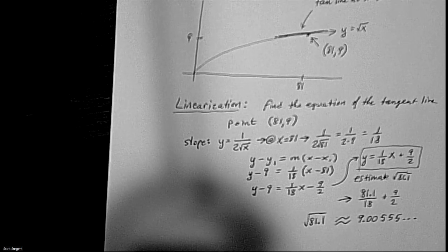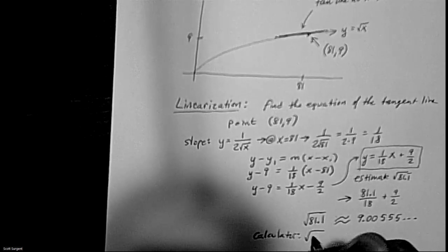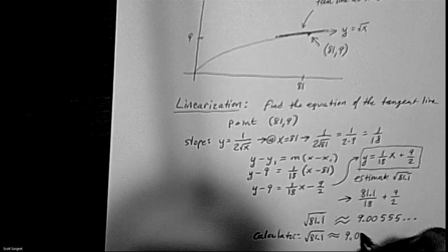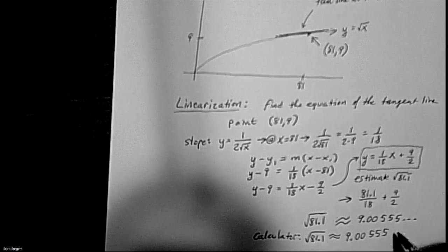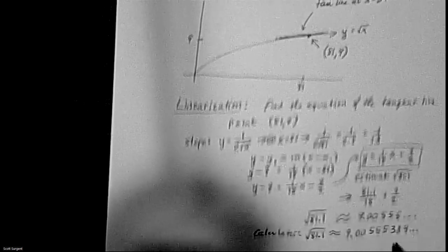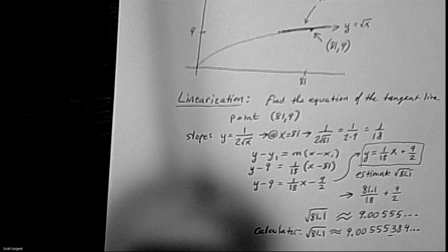Now, obviously, in this day and age with calculators, you can just punch in the square root of 81.1 and it'll give you a number. But it's fun to compare how close they are. I'm going to do that real quick. It turns out using a calculator, the square root of 81.1 is actually equal to 9.005555384. It's interesting that you have to go out 6 decimal places before you get a difference. So the approximation is, in this case, accurate out to the 6th decimal place.